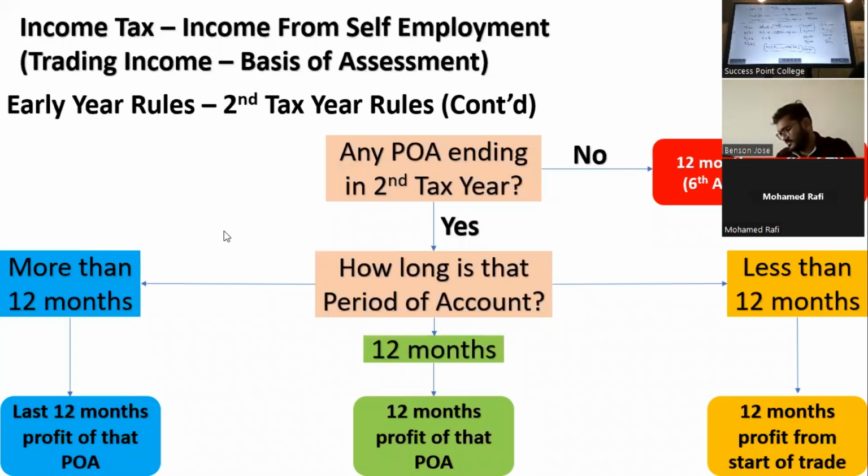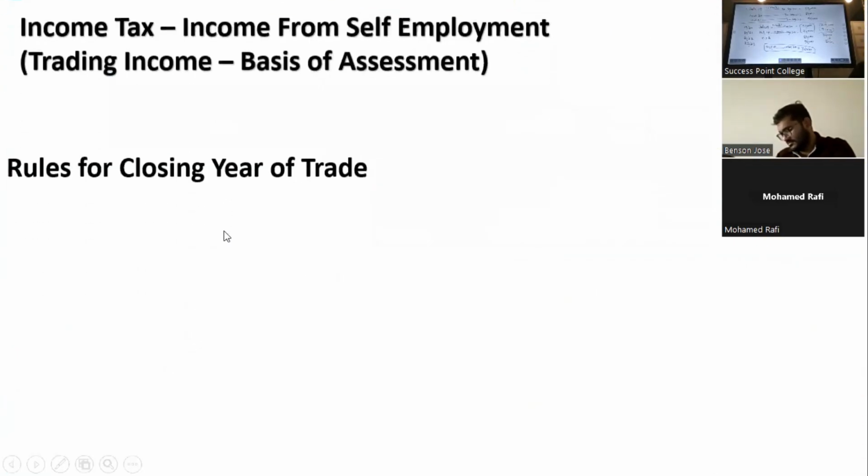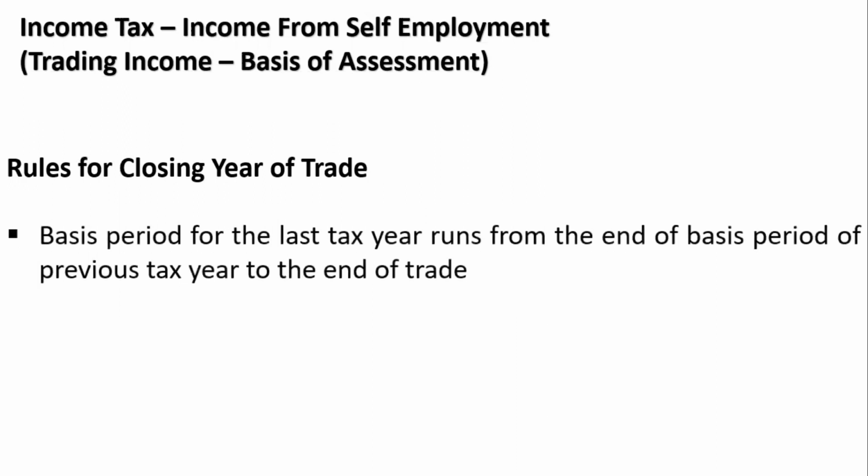So continuing with the topic, please, next heading is rules for closing year of trade, not tax year, sorry, closing year of trade. We have discussed the opening year rules, we have discussed the ongoing year rules. Ongoing means current year basis, and then closing. Let's suppose a business now plans to close down. So what would be the rules for that? So please write the first point.